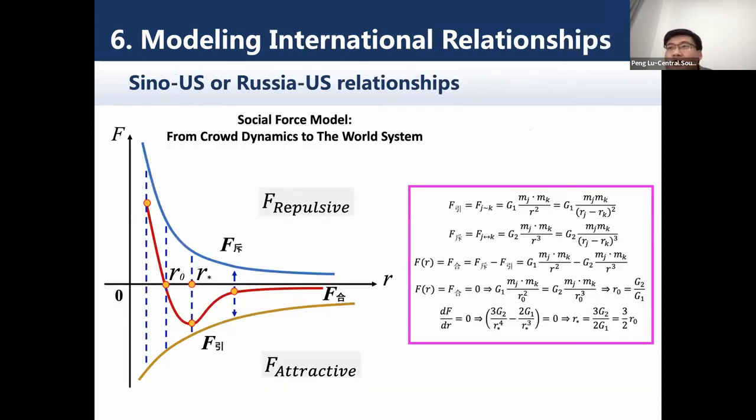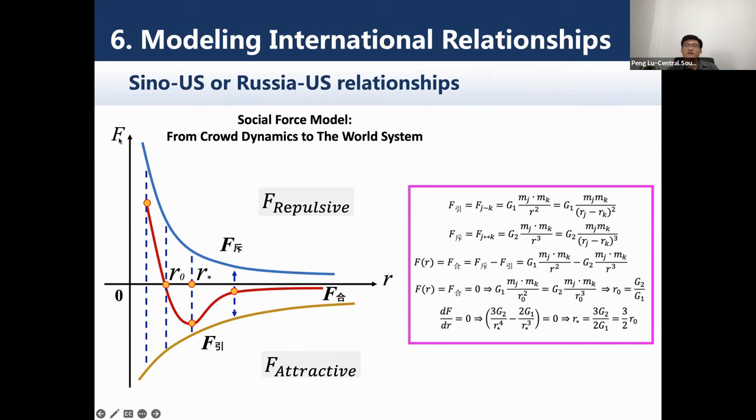The last section is how to model international or global relationships. We are planning to use the social force model. The social force model has been used to simulate crowd dynamics, but we plan to use it to analyze the world system, like international relationships, major relationships in the world, such as China and the US, or Russia and the US.